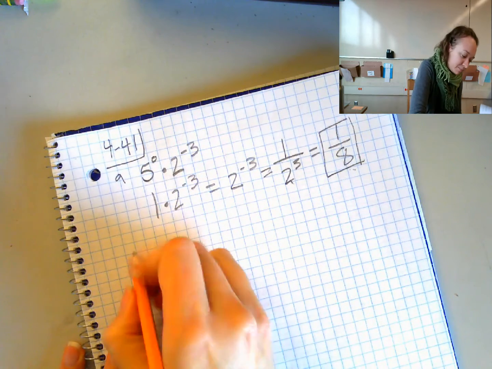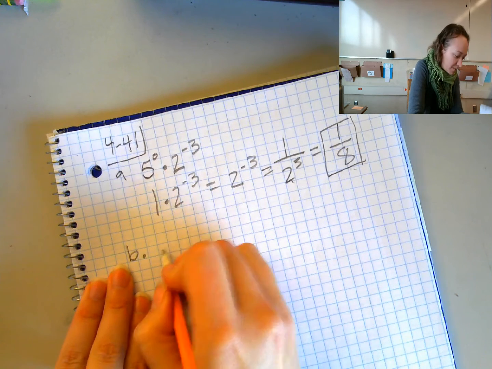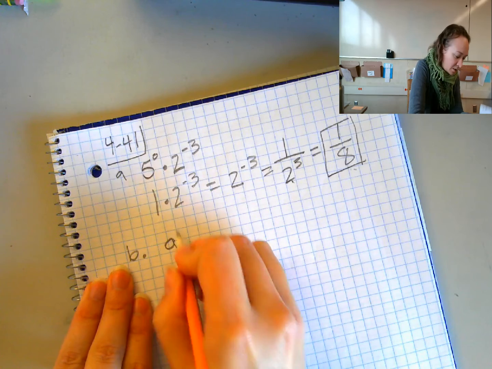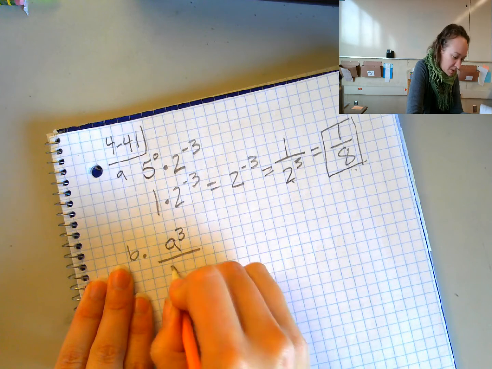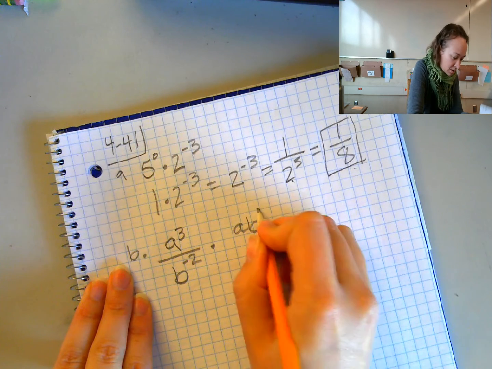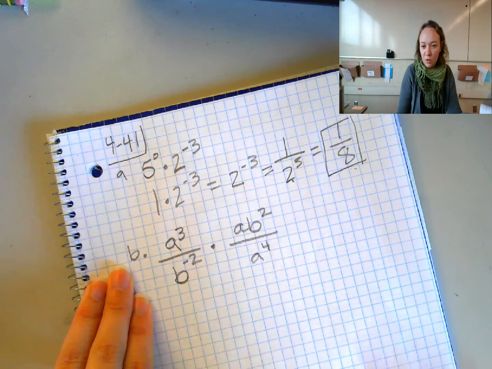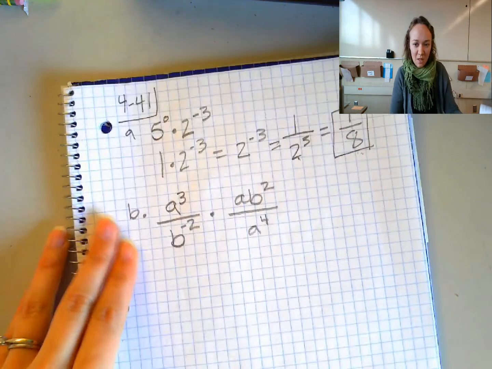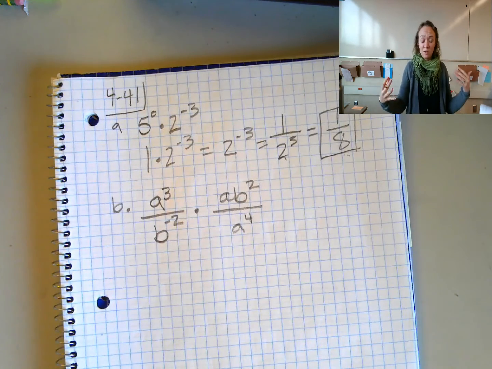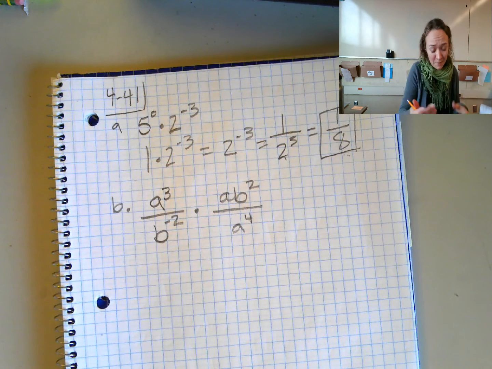On B, this is probably the most commonly missed one on this whole assignment. A to the 3rd over B to the negative 2 times AB squared over A to the 4th. I'm going to take this step by step. There's so many different ways you could have done this one because there's so many different steps that need to be done, and any of them can be done in any order. All right, but I'm just going to do it my way.